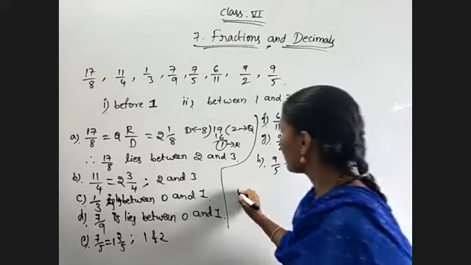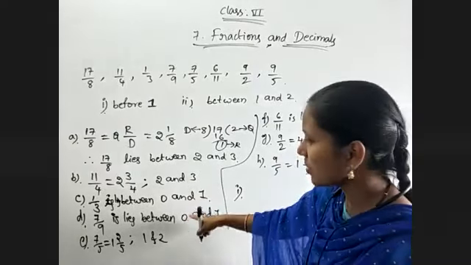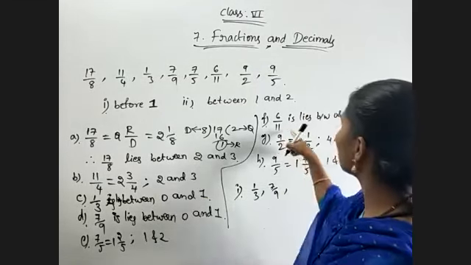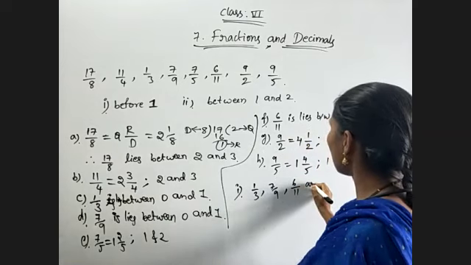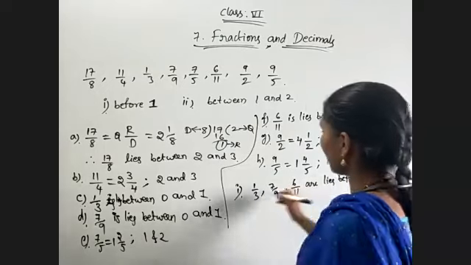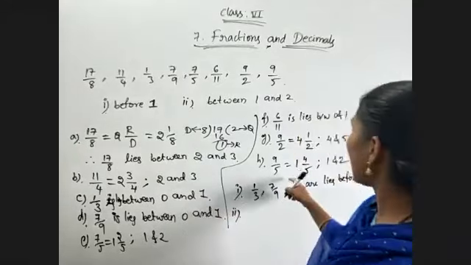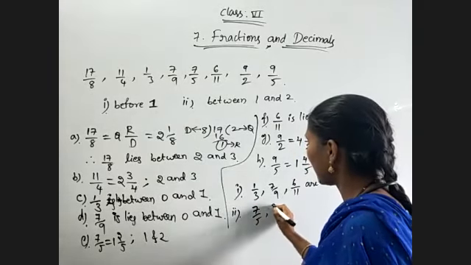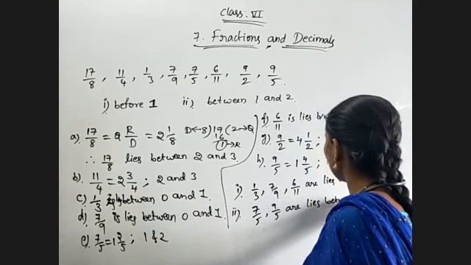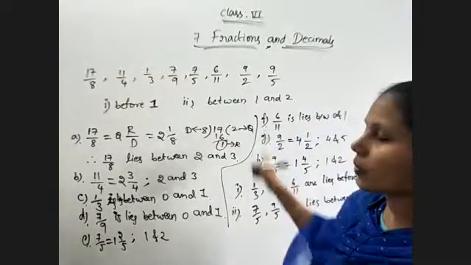Now write the answer. Before 1, which fractions are lying? All the proper fractions. Those are 1 by 3, 7 by 9, 6 by 11 lie before 1. And second question, between 1 and 2: 7 by 5, 9 by 5 lie between 1 and 2. That's it. Those are the required answers.